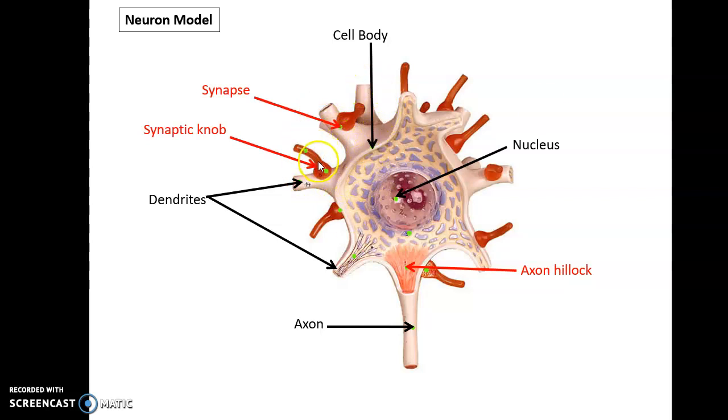These sort of orangish structures, these are synaptic knobs coming from other neurons. So other neurons' axons end in synaptic knobs, making contact with the dendrites and cell body of the model. And where the synaptic knob and the dendrite come together, that is the synapse.